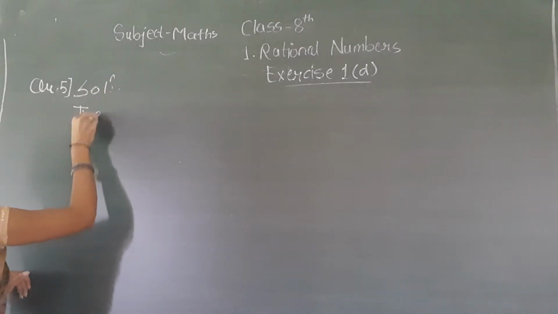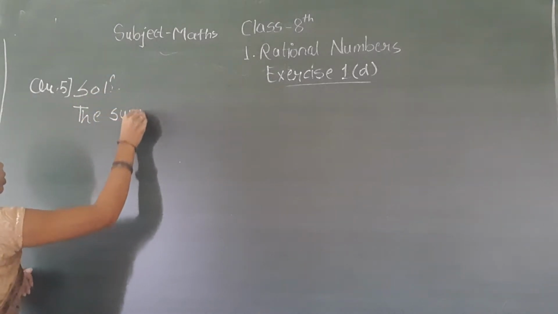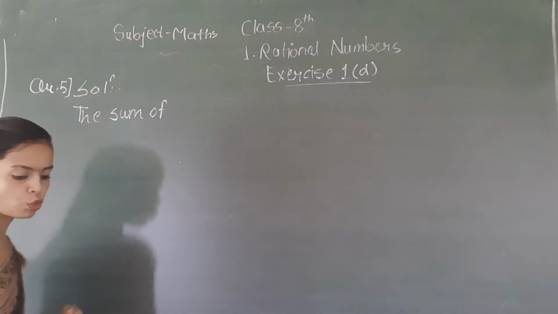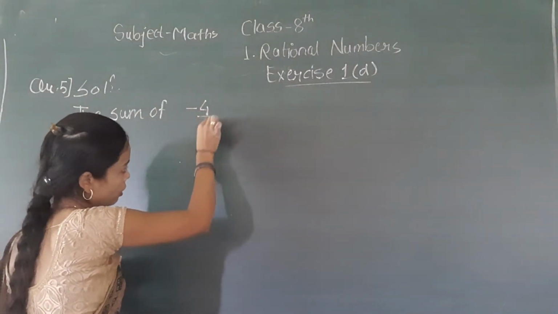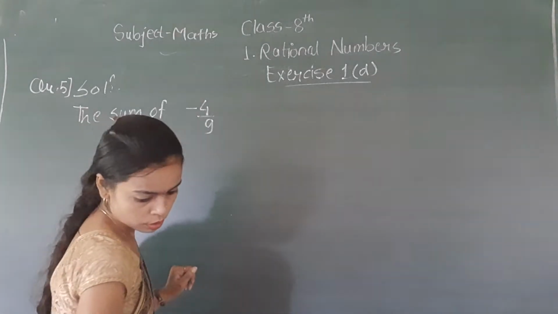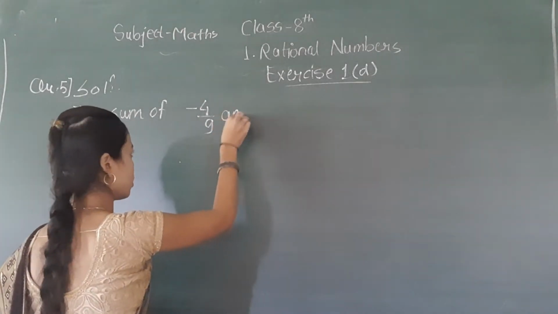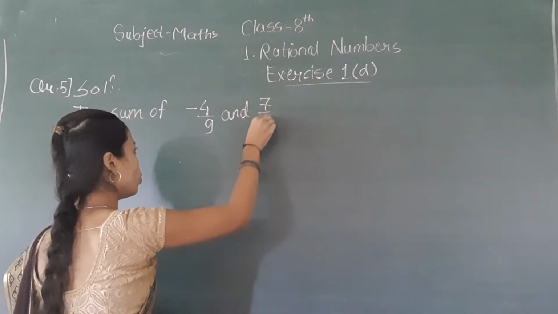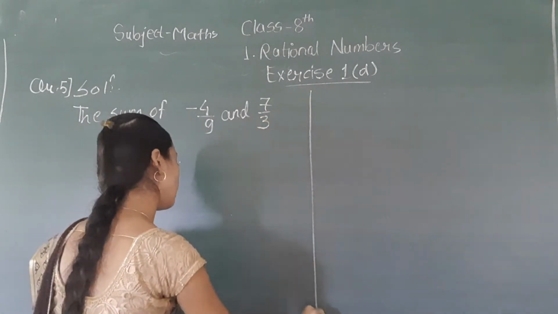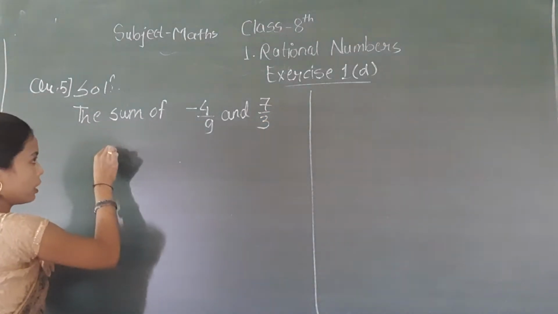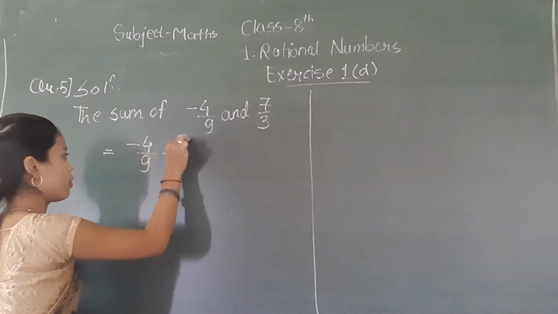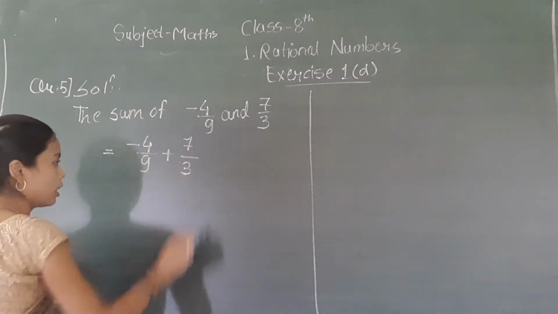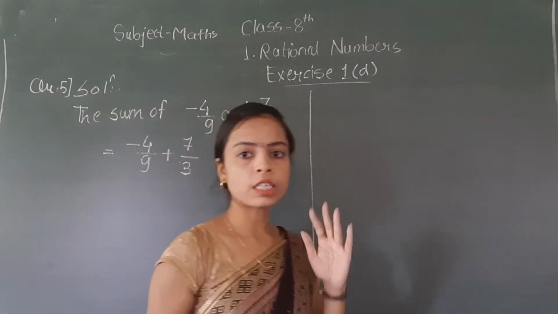The sum of which two numbers? Minus 4 upon 9 and 7 upon 3. So it is minus 4 upon 9 plus 7 upon 3. In this, your denominators are not the same.